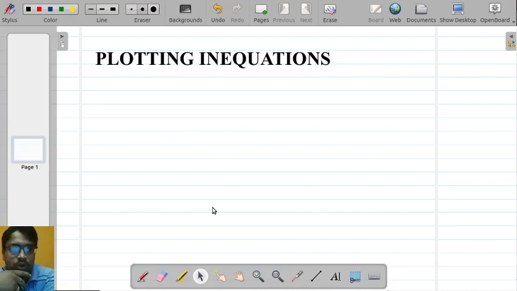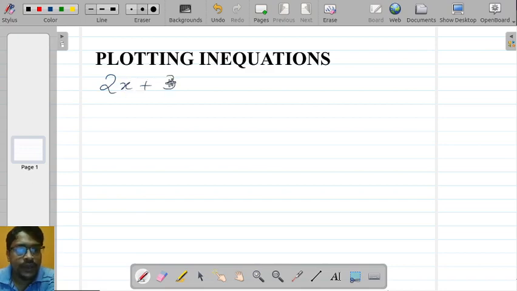So I'll be discussing plotting inequations in today's lecture, and I'll give you a brief idea about the graphical solution of a linear programming problem. So say I consider the inequation, say 2x + 3y less than or equal to 6. Okay, I want to plot the region of the xy plane which satisfies this inequation.